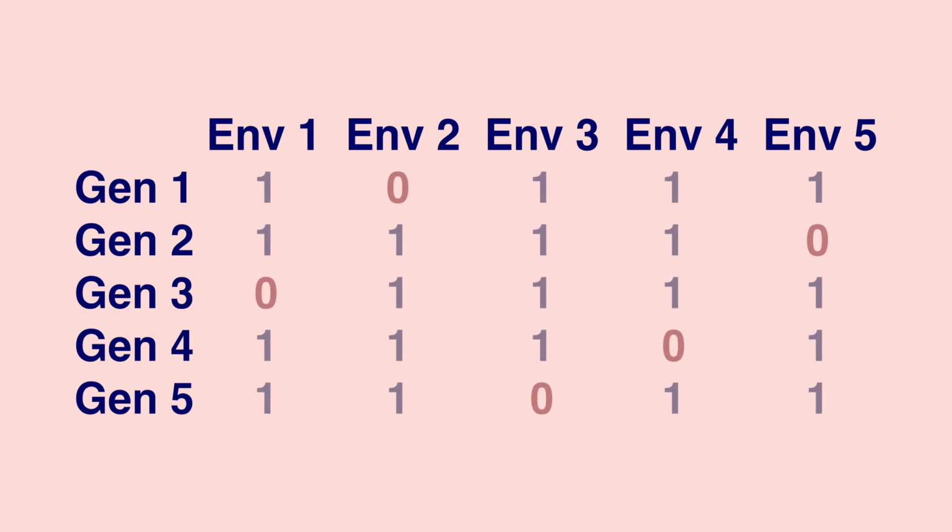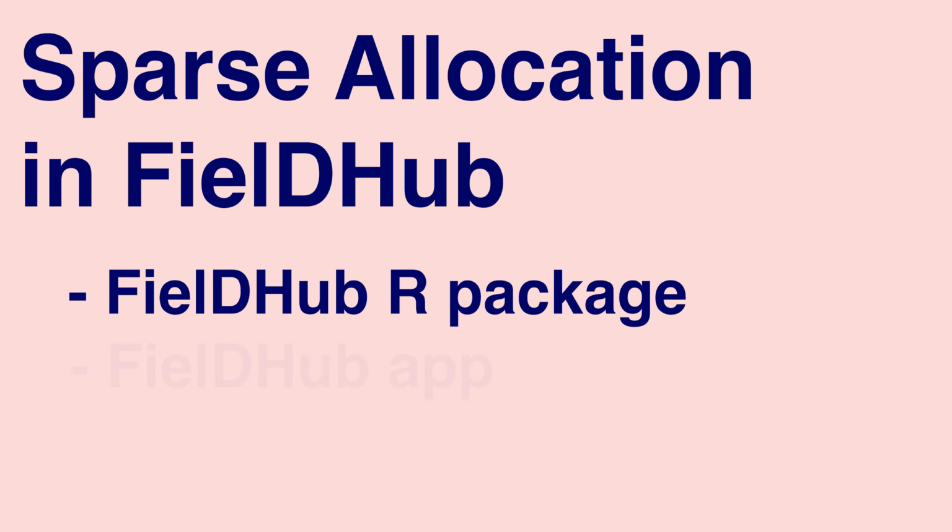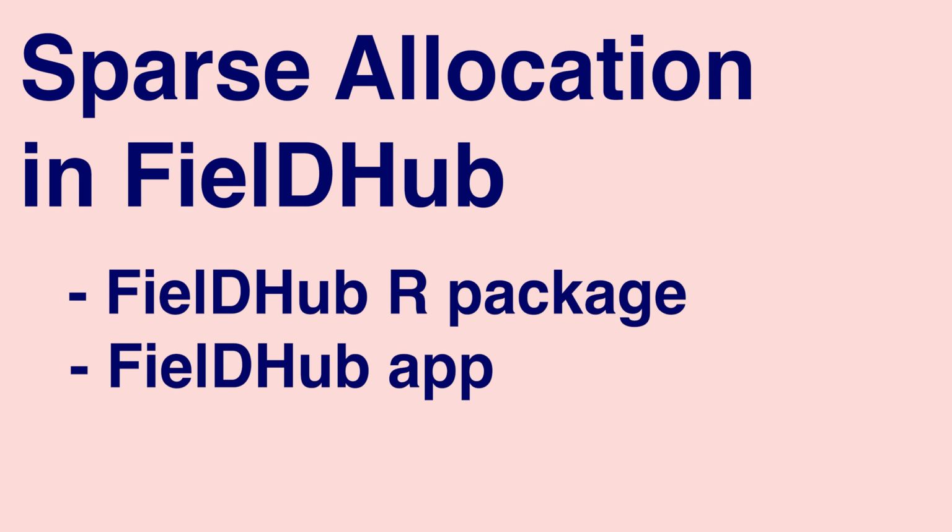Then, you generate a binary genotype allocation matrix indicating with a 1 if the respective genotype is in the respective location, and a 0 if the genotype is not present in the respective location. The design can be generated using either random allocation or the use of incomplete block designs, which is the approach that FielDHub uses. The new sparse allocation feature in FielDHub allows users to easily generate sparse allocation experiments using either the package for R or the FielDHub app. I'll start by showing how to generate an example experiment in the app, then I'll cover how to create an identical experiment in R using the package.